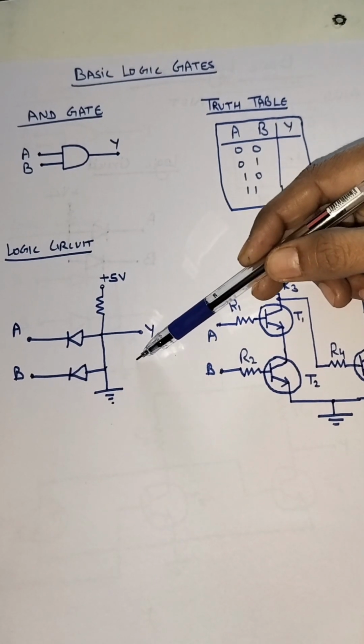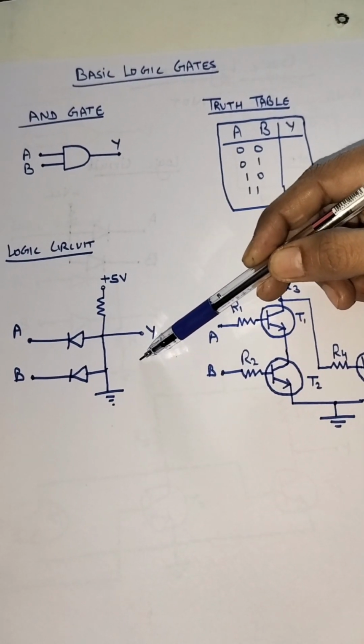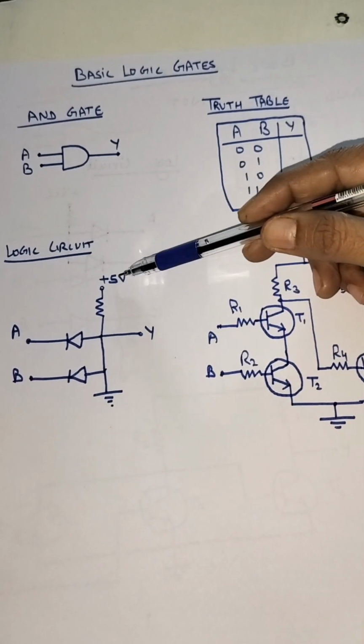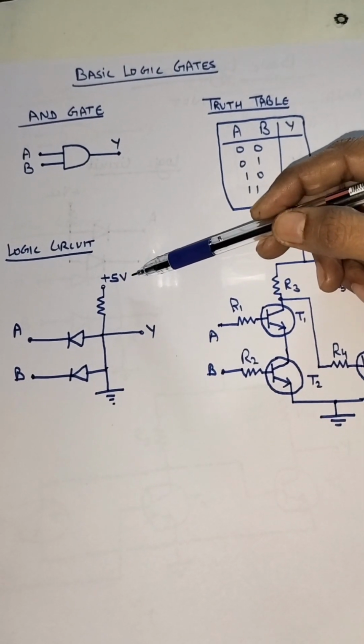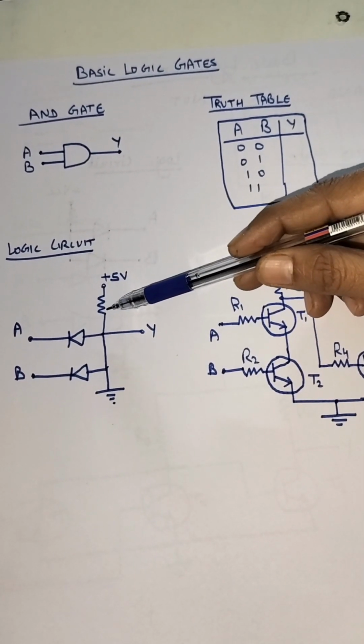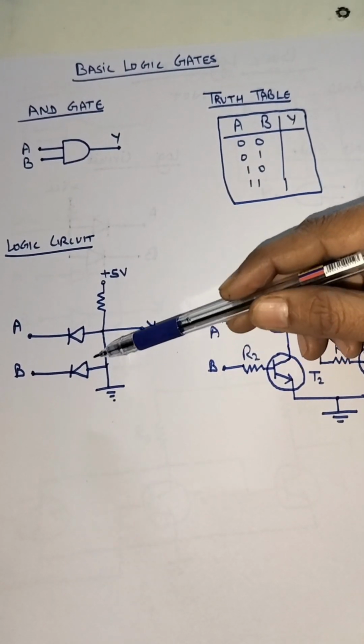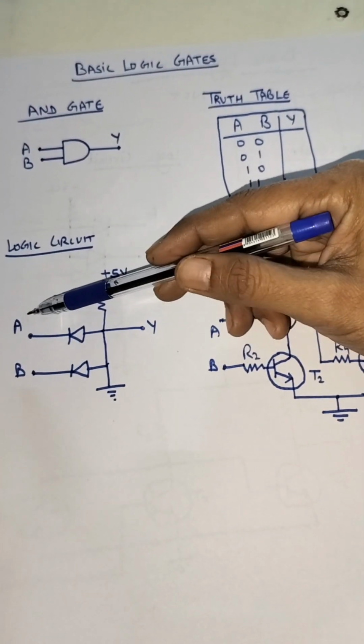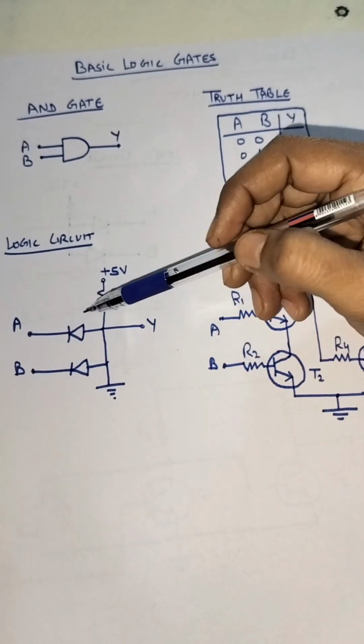So this is the logic circuit diagram of AND gate, and we have designed it with the help of a diode. So here I am supplying a plus 5 volt power supply through resistor to these two diodes, and one end of these diode we will connect the input. So we have two inputs A and B.